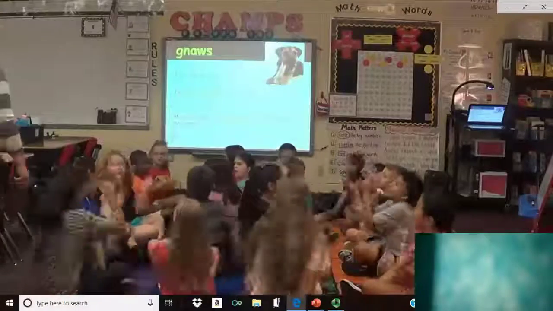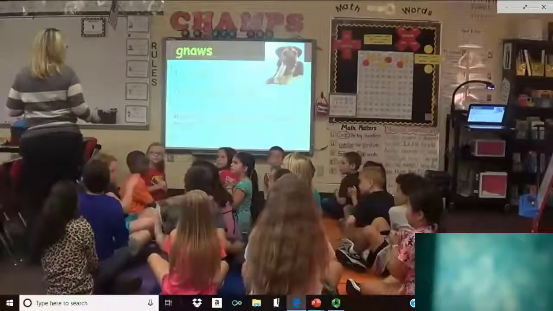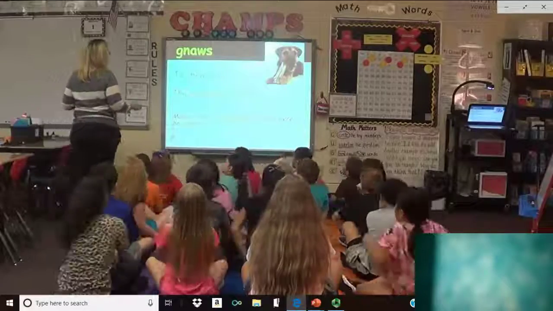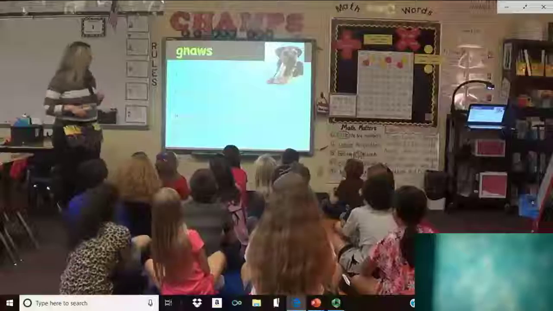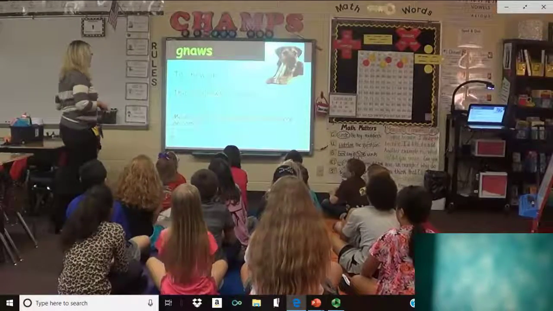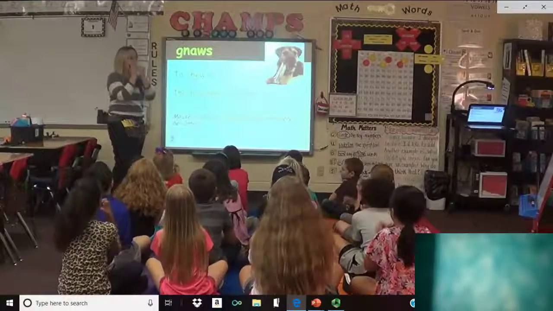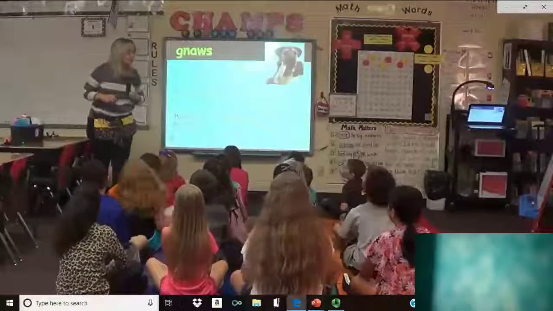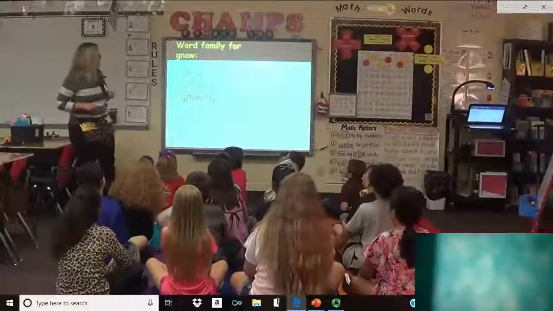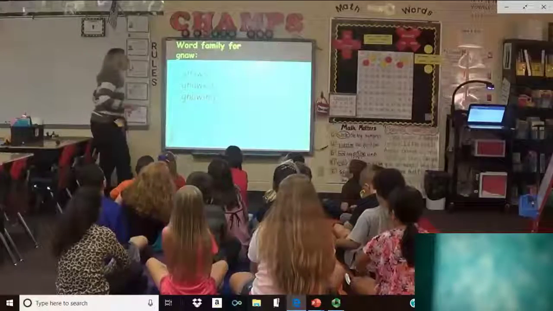Guys, boom! Yes, go. Now this one is gnaws. The dog is gnawing on a bone, just like in our picture. Now this one's from the text: the mouse comes and gnaws holes in me. Here he comes.